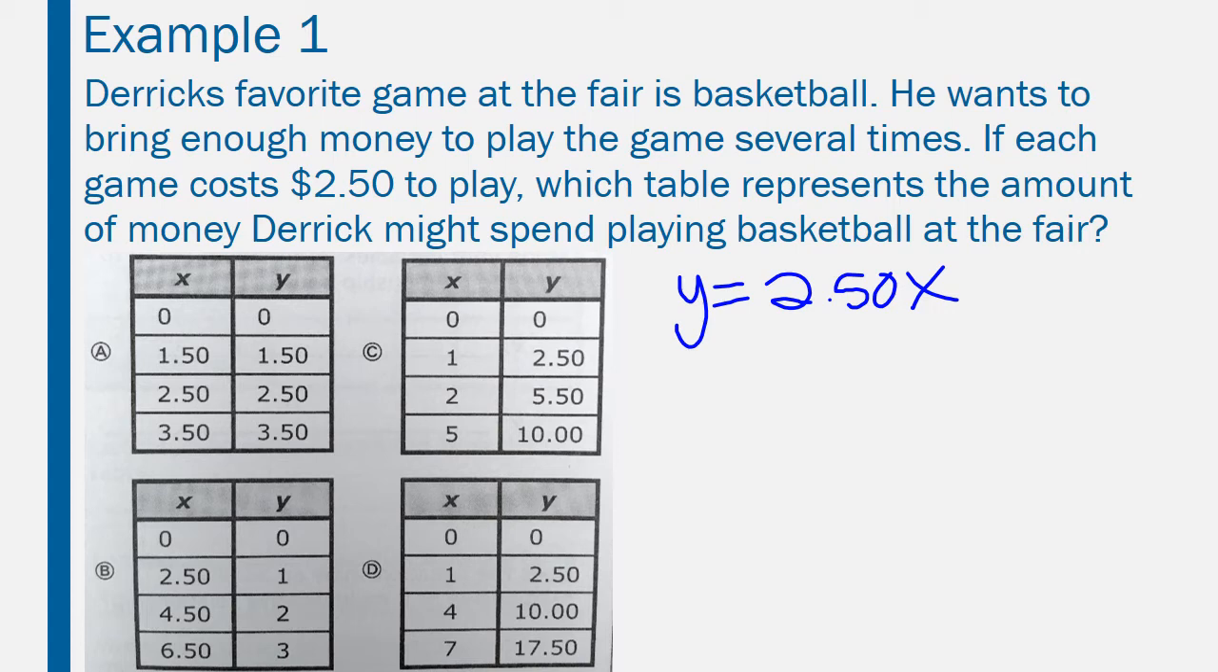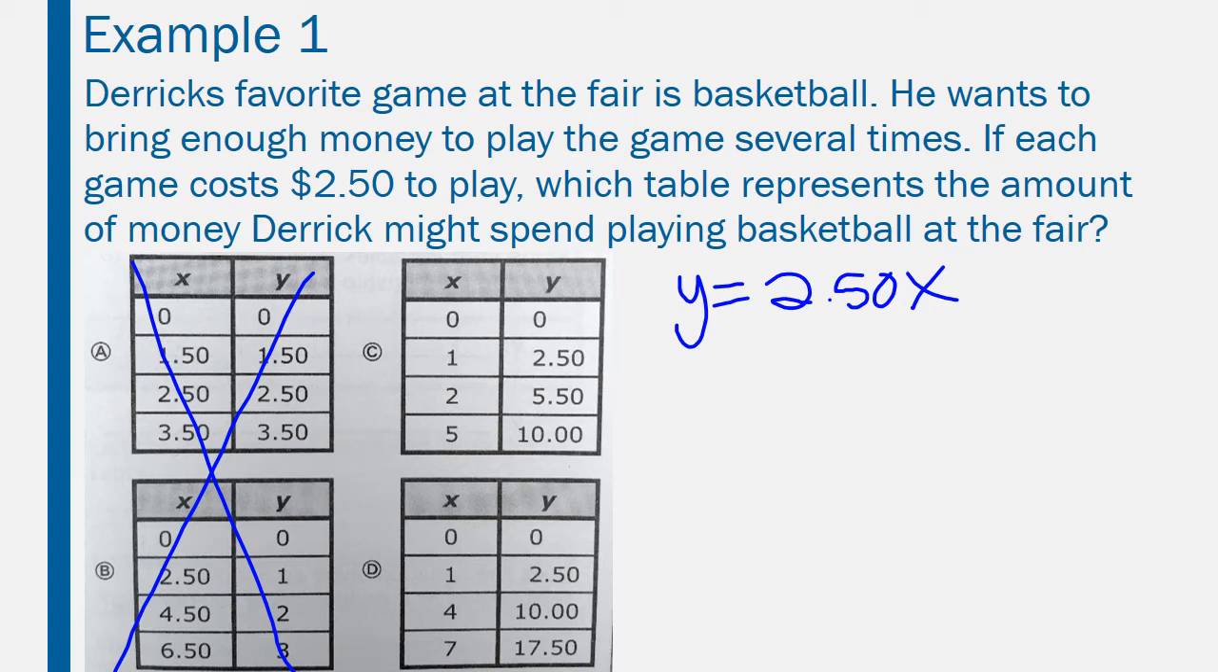Luke, what do you think? Look at your x's. Tell me, what do we notice? Well, yeah, the A and B have decimals, and the C and D are whole numbers. Well, can you play half a game? Do you pay for half a game? No, you pay for a whole game. So we could go ahead and exit those out, eliminate them. We don't need them. So now let's look at C and D.